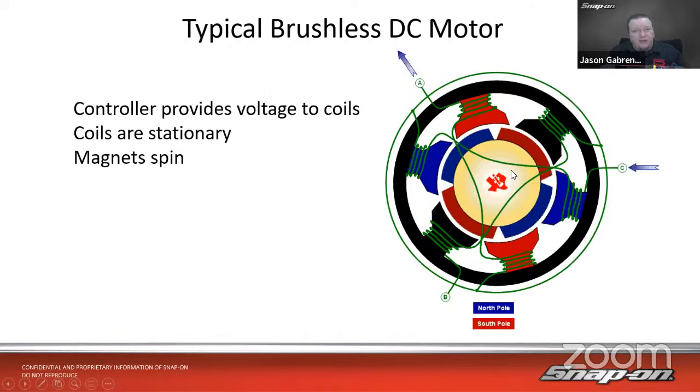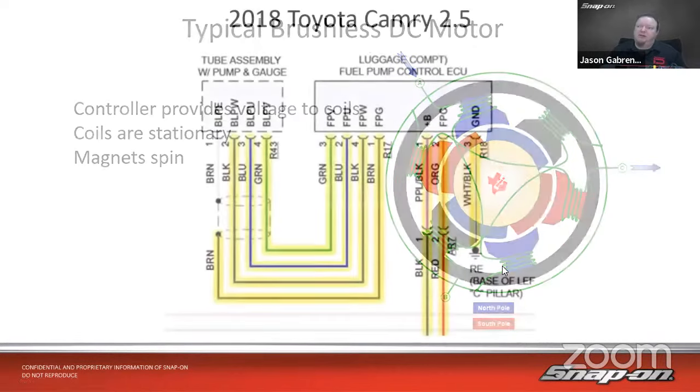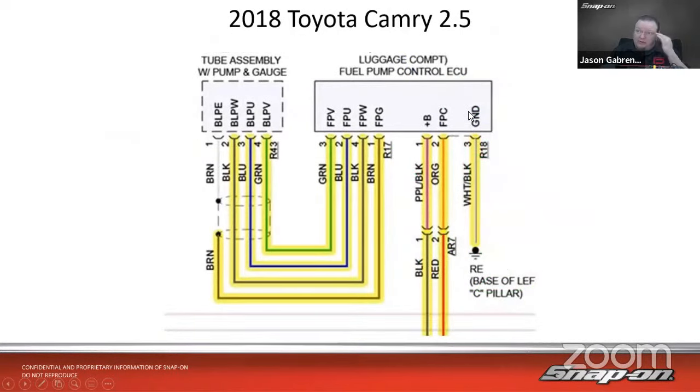But how do I look at it? Since it has these three pairs of windings, I need to be able to look at at least three things on the screen. So here's just how it controls it. Here's the fuel pump control ECU. We got ground, we got power, and then we got the fuel pump control signal from the computer, which is just a data line. And then we see it hooks up over here to the fuel pump itself.